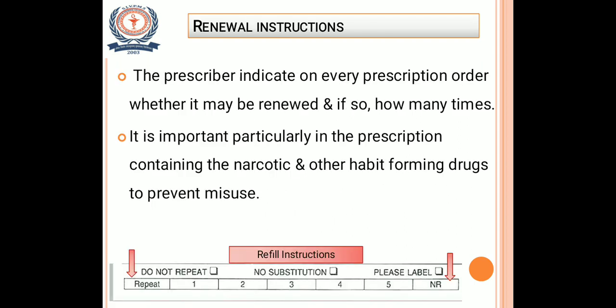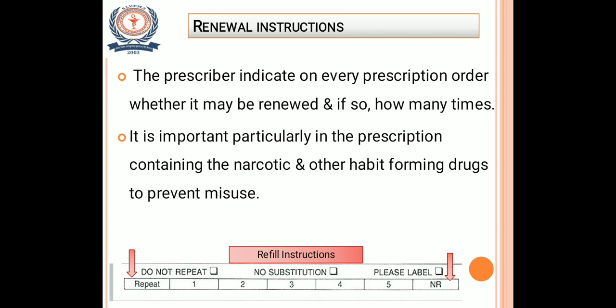Then is the renewal instruction. The prescriber indicates on every prescription order whether it may be renewed, and if so, how many times. It is important, particularly in prescriptions containing narcotic and other habit-forming drugs, to prevent misuse. Now, what is this refill direction or renewal direction? For some drugs, in case of chronic disorder, the same prescription has to be repeated twice or thrice.